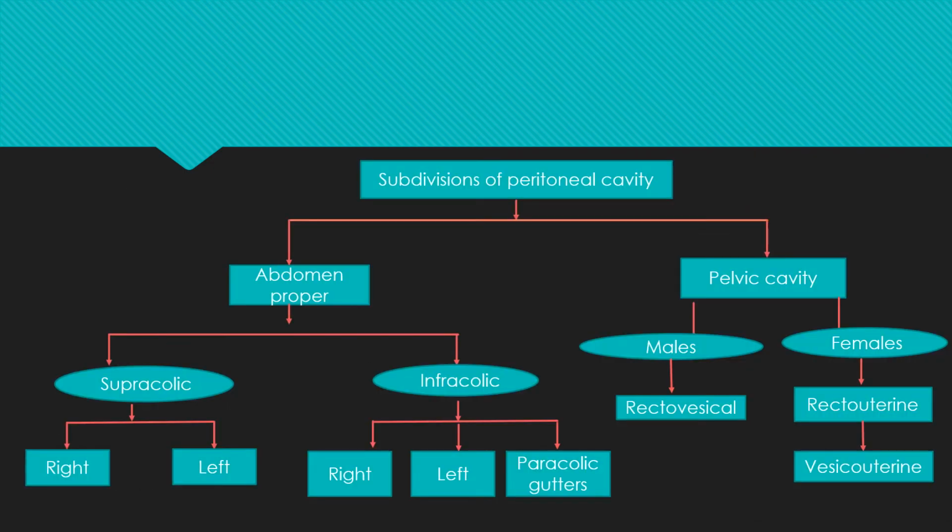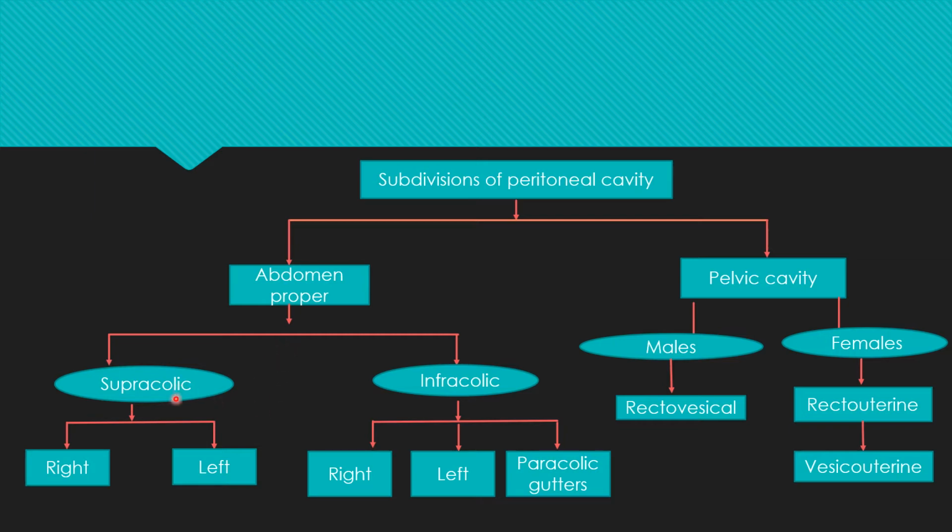So here is a schematic flow chart just to show you how we divided the peritoneal cavity into various compartments. Of course students, you know that the peritoneal cavity lines the abdomen proper and also extends into the pelvis. Within the abdomen, this peritoneal cavity is divided into two compartments, supracolic and infracolic, and as I mentioned in my previous slide, these two compartments are divided by the transverse colon and the transverse mesocolon.